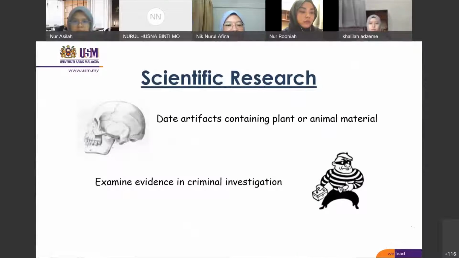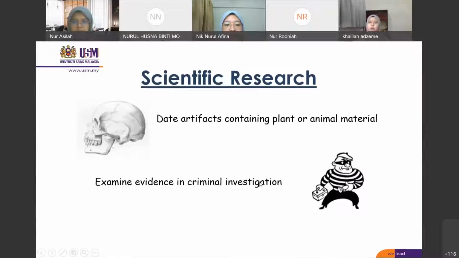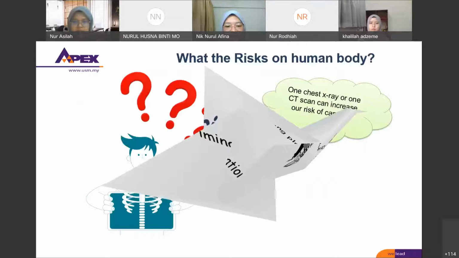So the last one is in scientific research. Archaeologists will use carbon-14 to date artifacts that contain plant or animal material. And also criminal investigators use radiation to examine evidence in criminal investigations. For example, forensics will use X-ray to examine samples found, for example, in car tires or footprints, that may provide the link between a criminal and a crime. Next.